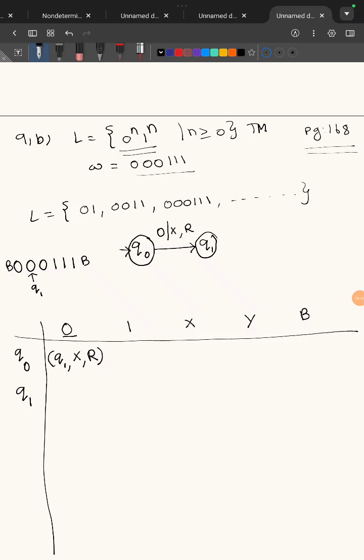Now what is the input? Sorry, here we have changed the symbol to x, right? We have converted 0 to x. Now we are in Q1. What is the input symbol we are reading? We are reading 0. What are we going to do? We are not going to do anything with the 0, because our objective is to find the 1 for the 0 converted to x. So we will keep the 0 as it is. The state will remain the same, the 0 will remain the same, and only we are going to move the pointer.